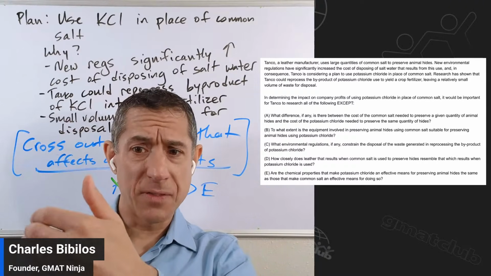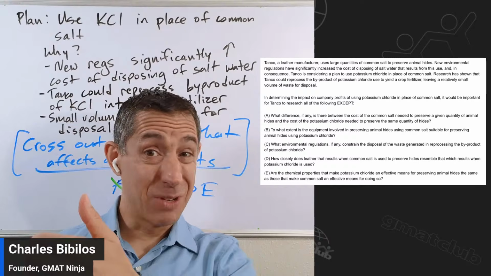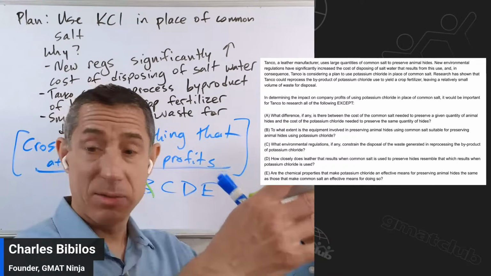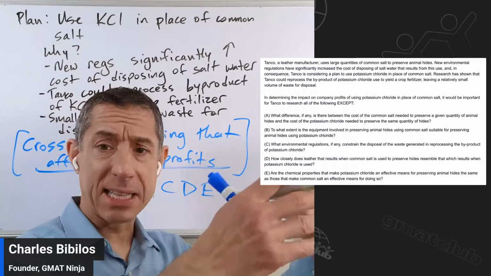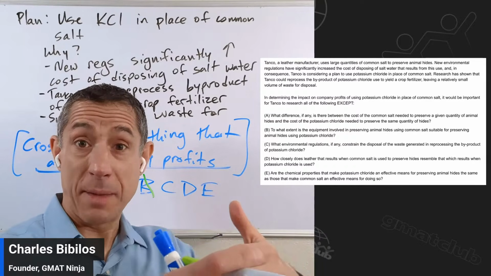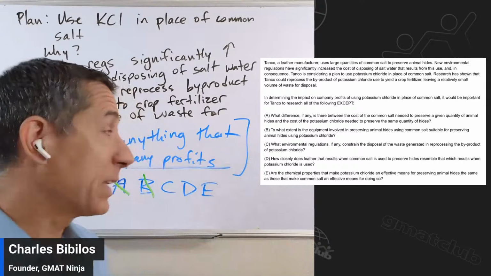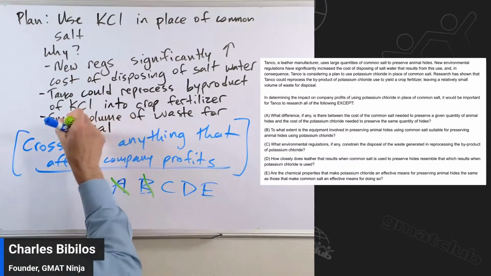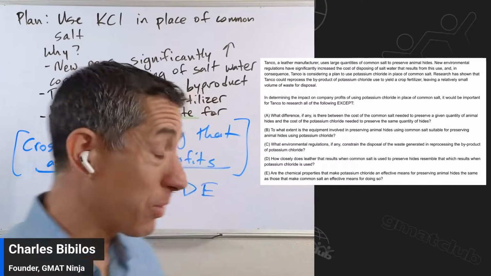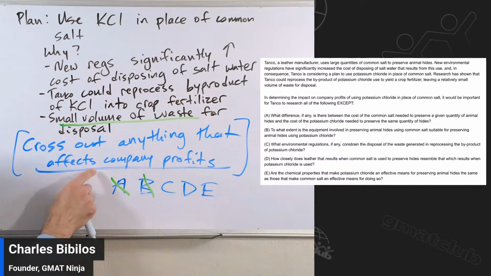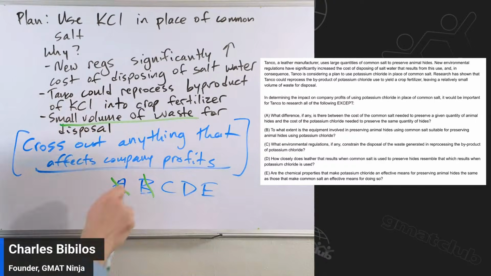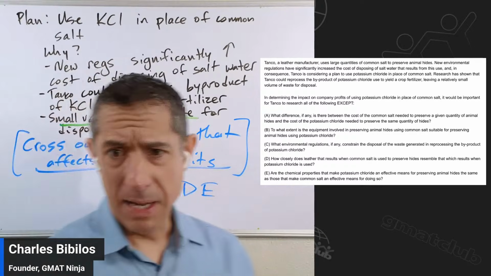So what if there's environmental regulations that are going to make it really expensive to dispose of or reprocess whatever waste happens in reprocessing the byproduct of potassium chloride? That could really affect your costs too, right? If they make it prohibitively expensive to dispose of whatever waste, might be a small volume, but it's still waste in that reprocessing, that's going to affect your profits too. If it's important to know for profits what the environmental regulations are around this, then we cross it out. C is out.